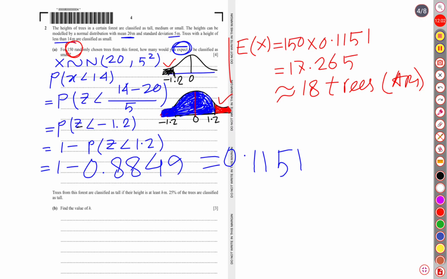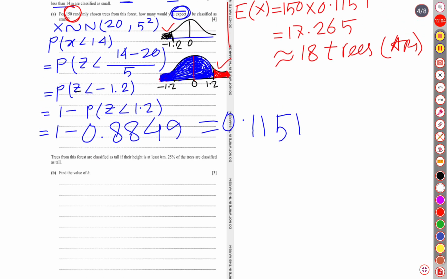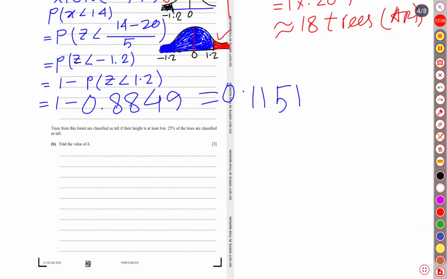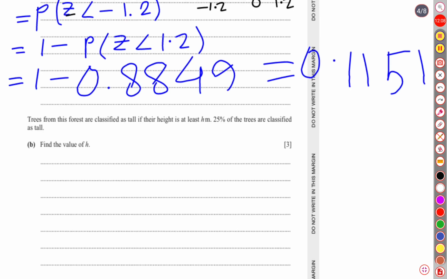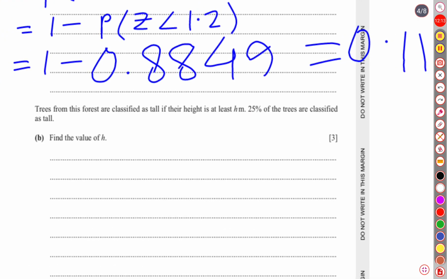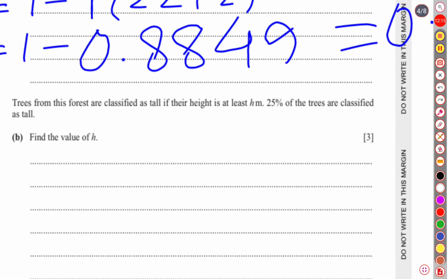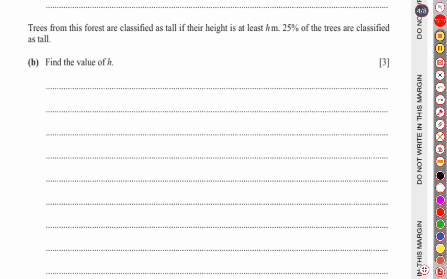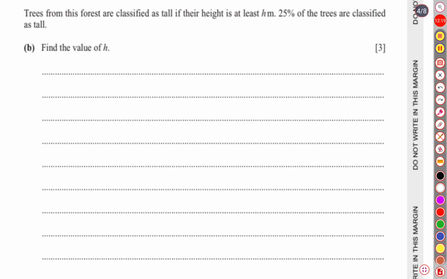Well, let's move on to the immediate next question. The immediate next question says, trees of this forest are classified as tall if their height is at least h meter. 25% of the trees are classified as tall. Find the value of h.